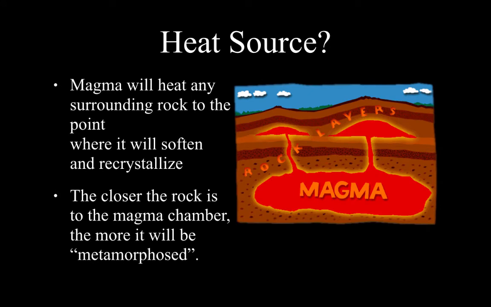Now, what's the heat source when we talk about heat being applied and changing a rock? The heat source is generally going to be from the interior of the Earth, which will come from magma. Magma will heat any surrounding rock to the point where it will soften and recrystallize. The closer the rock is to the magma chamber, the more it will be metamorphosed.